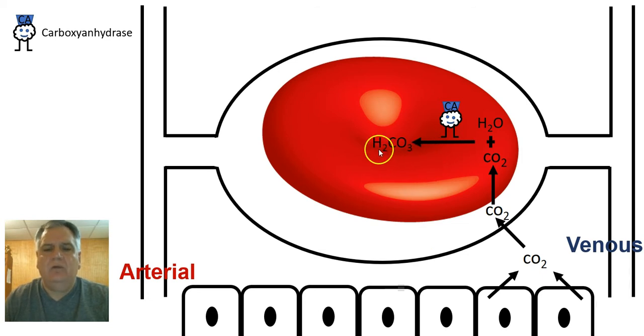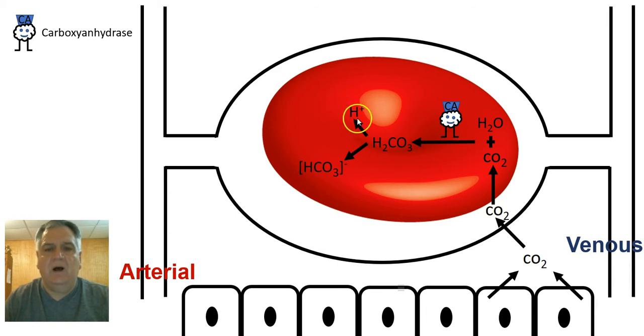So now, once this carbonic acid forms, it is an acid, so what do acids do? Acids dissociate to release hydrogen ions into solution. So almost immediately, as soon as this carbonic acid forms, it's going to dissociate to release hydrogen ions, as we can see here, into the cytoplasm of the red blood cell.